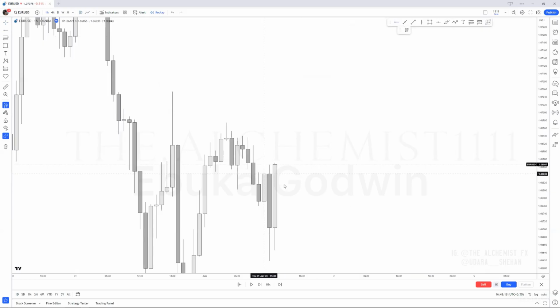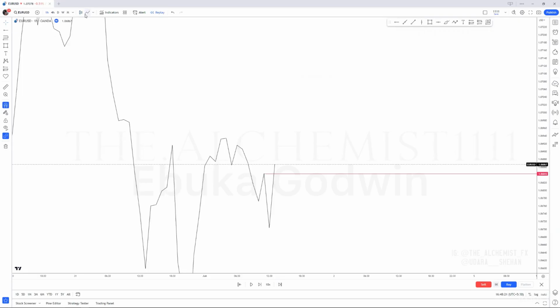What is this? A resistance being broken, right? A resistance being broken, then it turns into what? A support, right? Once a resistance is broken, we know that it turns into a support. But now, how do we know that we could trust this level? That's the problem. How do we know that we could trust this level? That is the reason why we use confluence, right? So our confluence will be a trend line. Look at this. Where's this?